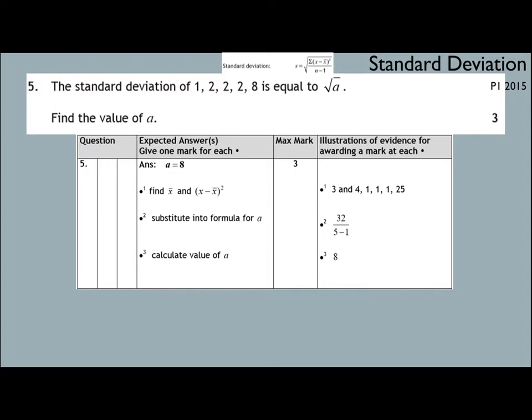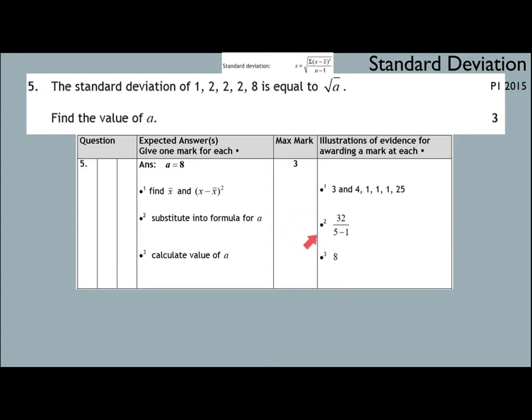Okay, so for the first exam question that I gave you to do, you should have got a final answer. Okay, you were finding A, so you should have got the square root of 8, meaning that the value of A is 8. Okay, so there's the answer, that A equals 8. So you get a mark for finding your mean, which is 3, and this list of numbers here is what you would have had in the last column of your table. So getting the last column right and the mean gives you 1 mark.